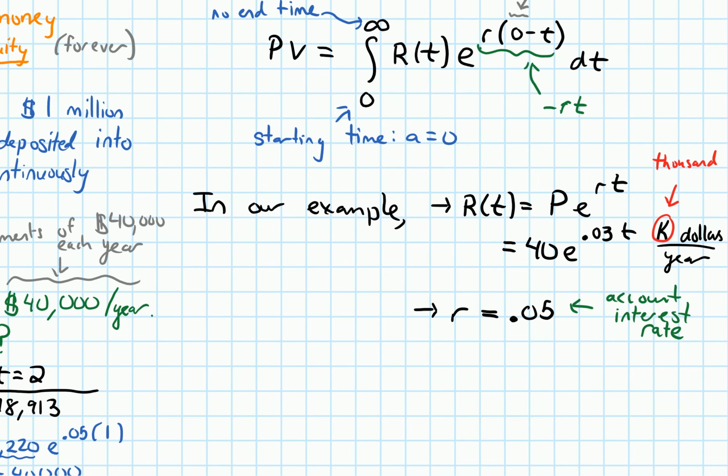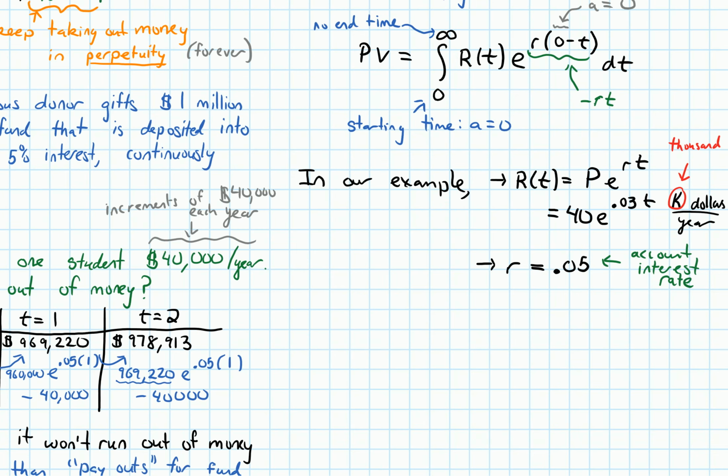All right, so if we do that, and I'm going to zoom out a little bit so I can see better, what we'll get is the present value equals the integral from 0 to infinity of R of t, which is 40 times e to the 0.03t, and then times that e to the negative rt. So that's going to be e to the negative 0.05t dt. Okay, so we can see that this is an improper integral because of this infinity. So maybe it converges, maybe it doesn't. Okay, so let's evaluate it.